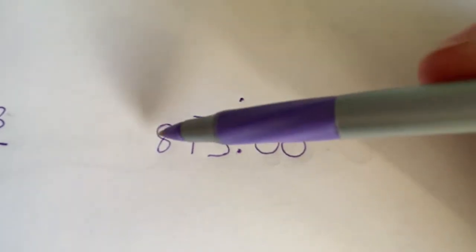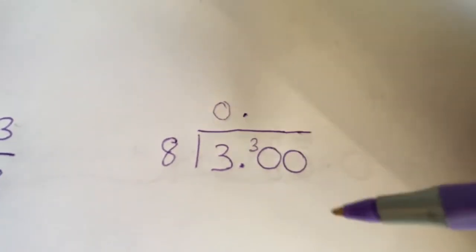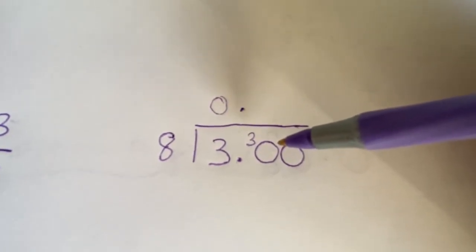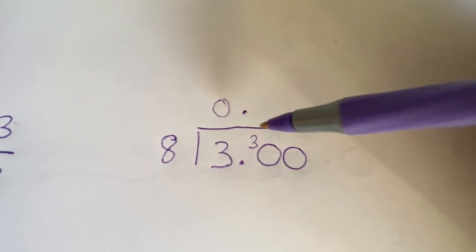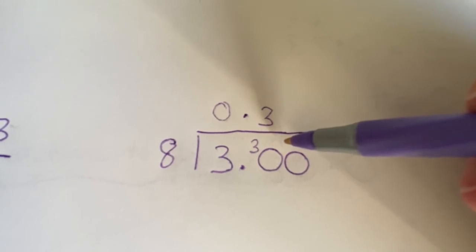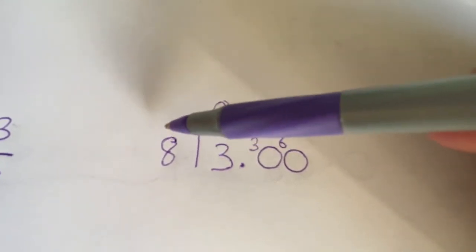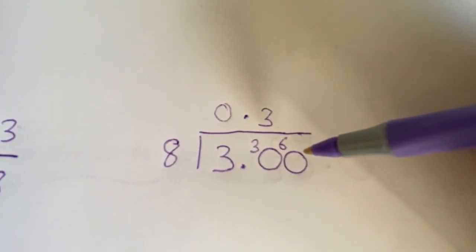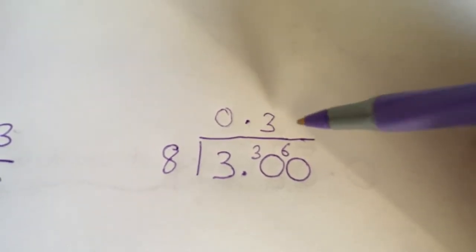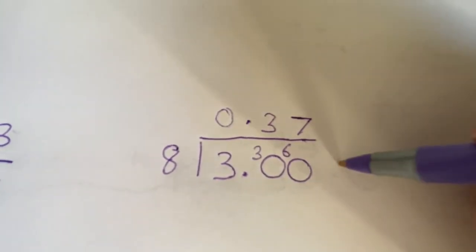So let's start at the beginning. How many 8s fit into 3? Well, none. So I've got to carry over that 3 that I've not used. How many 8s fit into 30? Well, that would be 3. 3 8s are 24. That means I've got 6 left over. So, how many 8s fit into 60? Well, I know 7 8s are 56. So I've got 4 left over.